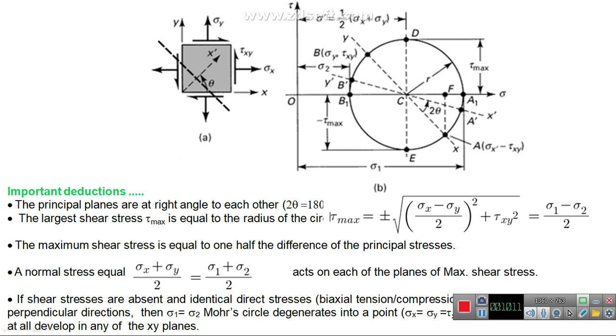If shear stresses are absent and identical direct stresses, biaxial tension or compression, are acting in two mutually perpendicular directions, the conjugate points A and B coincide with the x-axis, that is A1 and B1, then sigma 1 equals sigma 2 and the Mohr's circle shrinks or degenerates into a point. Sigma x equals sigma y, tau xy equals 0, and no shear stresses at all develop in any of the xy planes.